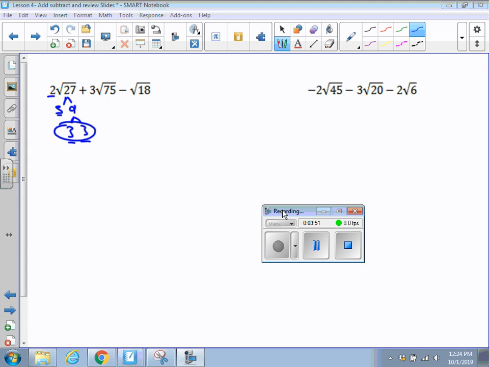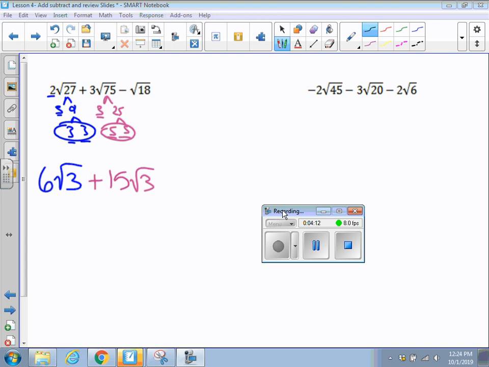So multiply that by what you're taking out to get 6 square root of 3. My second term is 3 square root of 75. 75's odd. 3 and 25, and then 5 and 5. I see a pair of 5's. I already have a plus 3 outside, so that's going to be a plus 15 square root of 3.